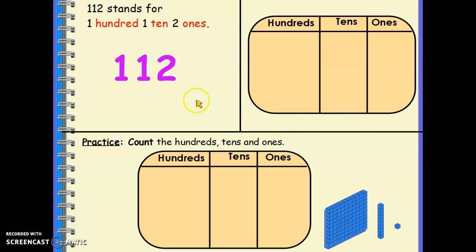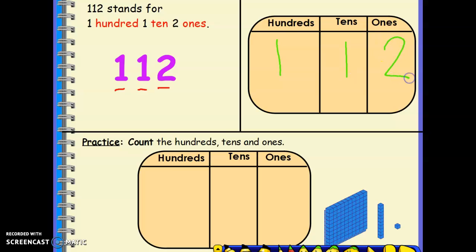Now let's look at this number, 112. How many hundreds do we have? We have 100, 1 ten, and 2 ones. So here we have 100, 1 ten, and 2 ones. Let's represent that using our base 10 blocks.